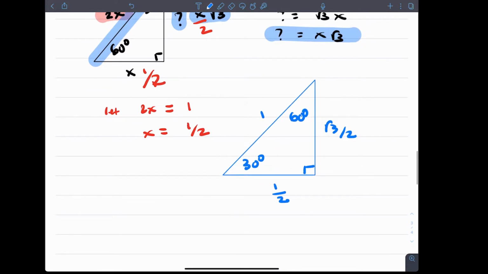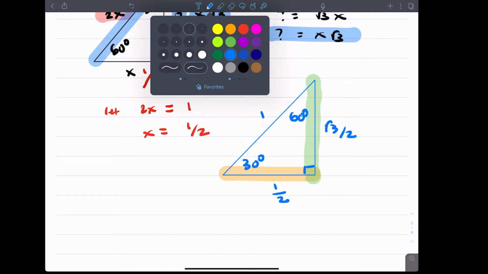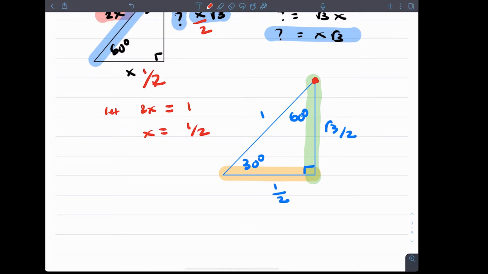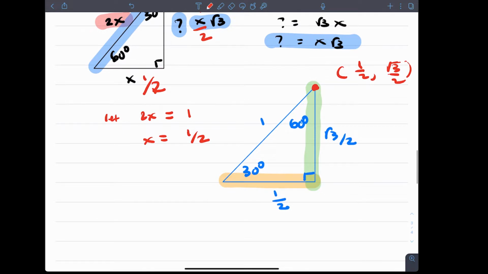Now, this here, the whole point is this. This is my x value, and then this is my what? Y value. So you see this here? What's the address of that terminal point? 1/2, square root of 3 over 2. That's where it comes from. 1/2, square root of 3 over 2. All right, you guys okay with that?